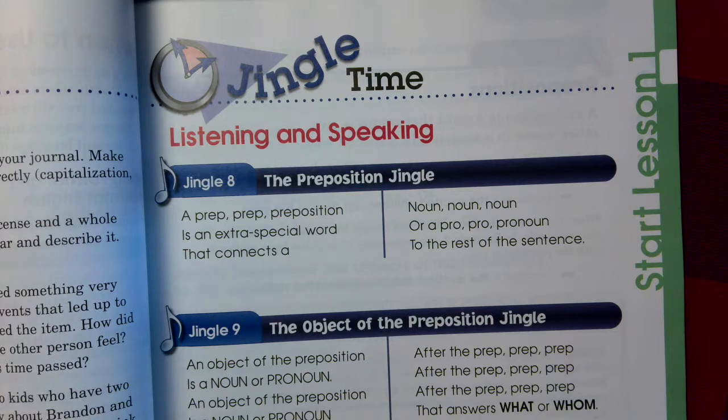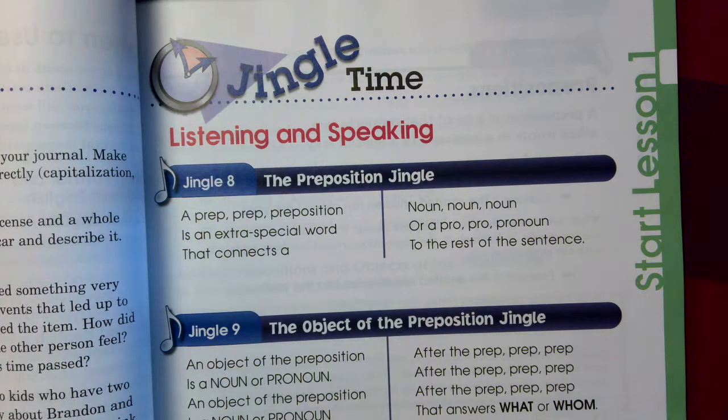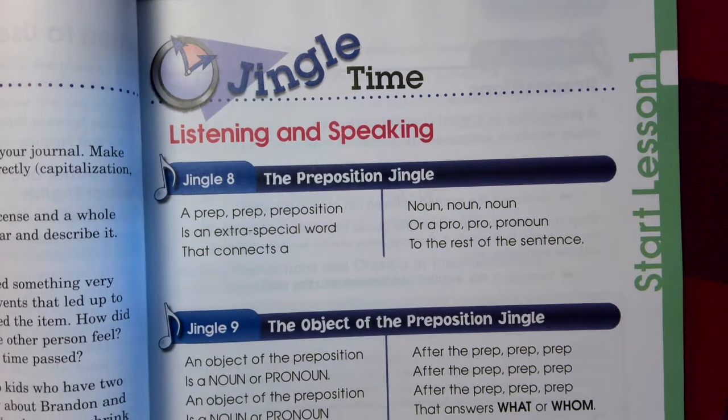Today in grammar, we are getting a new part of speech. The next part of speech that we're going to learn about is called a preposition. We're going to learn two new jingles today about prepositions, and then we'll go on to define a preposition, an object of a preposition, and then we'll talk about how a preposition is different from an adverb. Let's start with jingle 8.